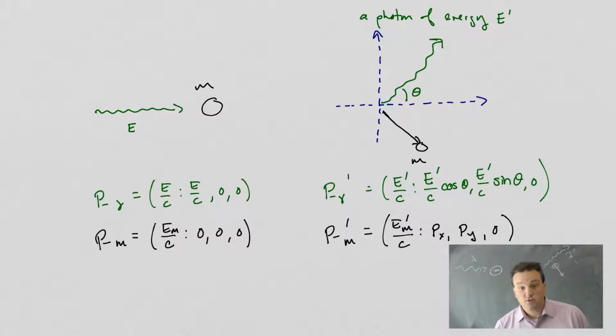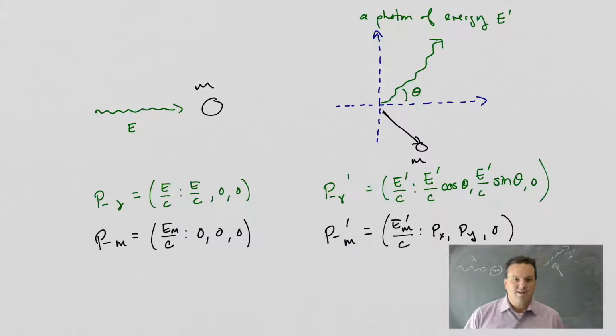For the initial electron, remember, it's at rest in space, and so it's only traveling through time, and therefore the four momentum of the original electron is just given by its momentum through time, which is just E over c. The final state is a little bit more complicated.